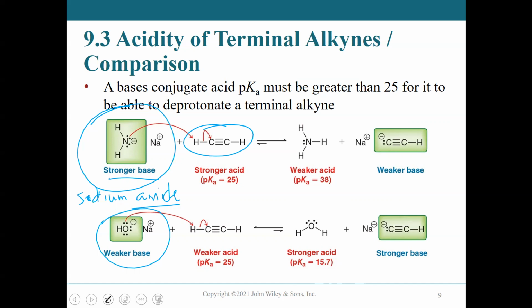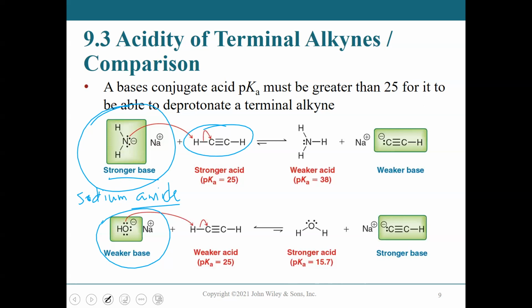So the most common base that is used to deprotonate an alkyne is sodium amide. Okay, so depending on some experimental conditions, you can use potassium or sodium hydroxide, but in general, for our lectures, we will use sodium amide. So don't use sodium hydroxide, don't use potassium hydroxide. Technically, it is sodium amide. In practice, it could be something different, but at least on paper, we will use only sodium amide.